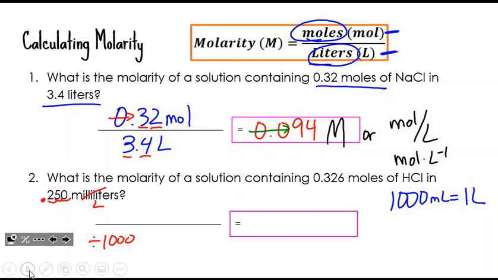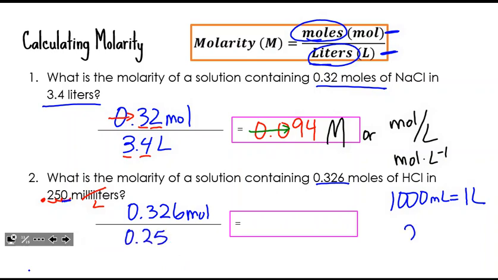So now we're going to plug and chug. Let's put it in here. We have 0.326 moles, and now 0.25 on the bottom. Remember this 0 is not significant. We have 250. Without a decimal, you start from the right. So go ahead and calculate that one. Put my liters in there.